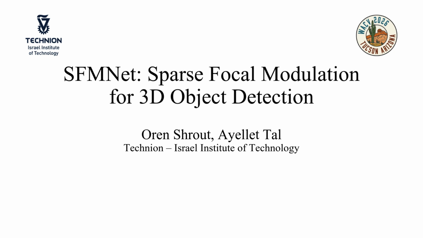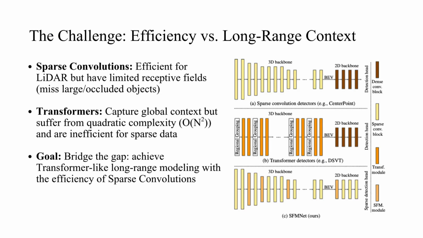Today I will present our paper, SFMNet, Sparse Focal Modulation for 3D Object Detection. In this work, we address one of the critical limitations in modern LiDAR-based detection, efficiently capturing long-range dependencies in sparse 3D data. Current state-of-the-art detectors generally fall into two categories.